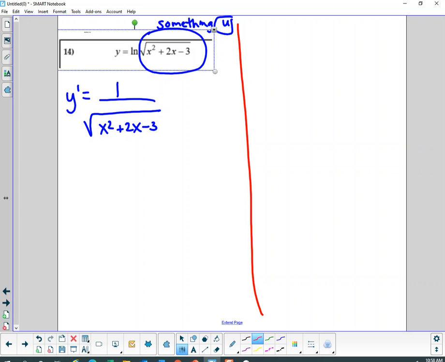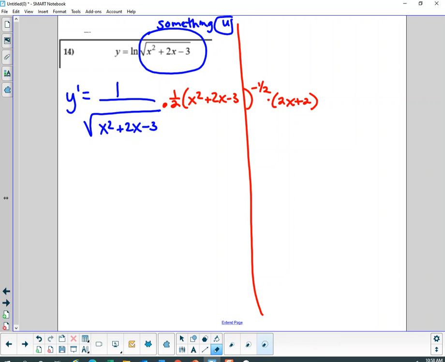Now, the u happens to be a root of an expression. So when I take the derivative of the root of that expression, I'm going to have 1/2 x squared plus 2x minus 3 to the negative 1/2 times another 2x plus 2. And I'm going to actually get rid of my line here because we went over the line.